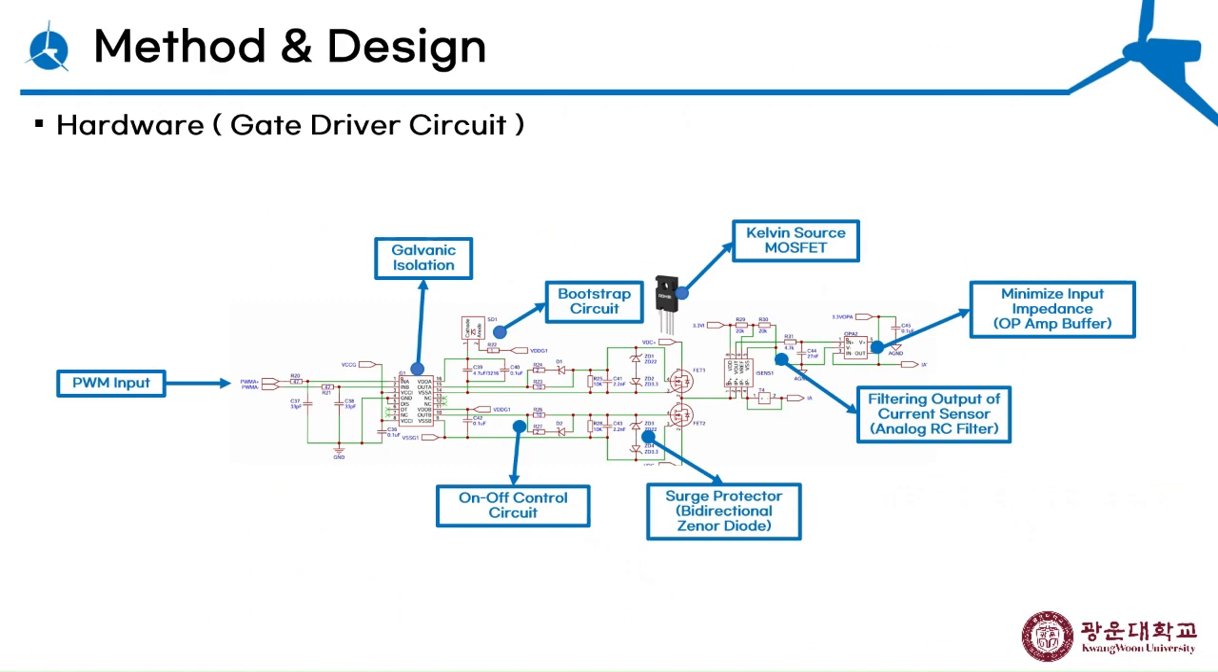Next, we built actual hardware to verify the algorithms. The inverter's main circuit, which generates switching signals, includes signal input, gate driver, MOSFETs, and current sensor. In the gate driver, galvanic isolation ensures stable output, while a bootstrap circuit and adjustable on-off resistance improve reliability. A bidirectional Zener diode prevents voltage surges, and Kelvin source MOSFETs maximize isolation from the power circuit. In the sensor circuit, we use an analog low-pass filter and buffer circuit to minimize input impedance.